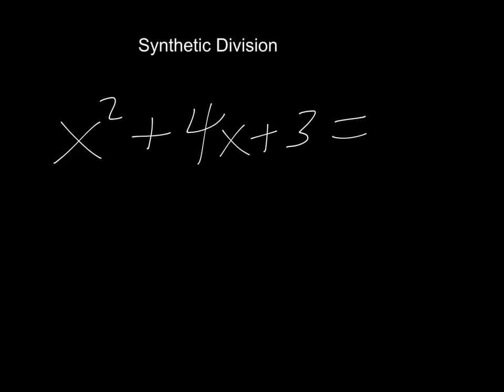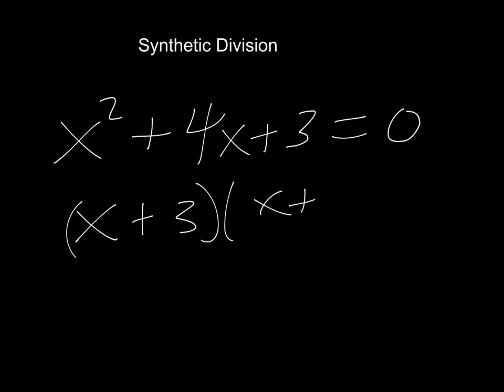Let's start with a simple quadratic polynomial, like x squared plus 4x plus 3, and we set the polynomial equal to 0. So this is a pretty simple quadratic. We can factor it by doing (x plus 3)(x plus 1), set that equal to 0. And by doing this, we can determine the roots of the polynomial. The roots are the values of x that make the polynomial equal to 0. On a graph, those roots will be the points where the graph crosses the x-axis.